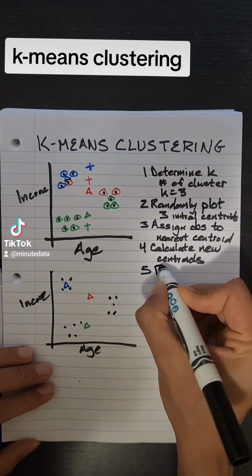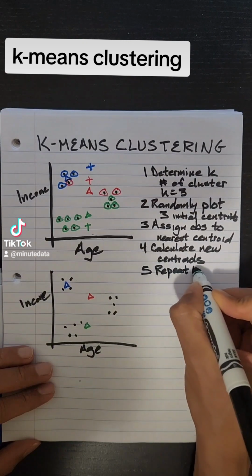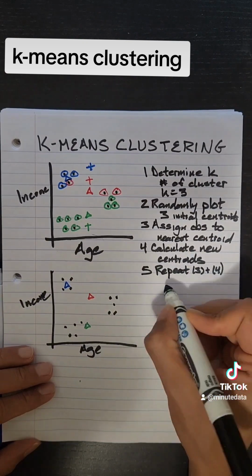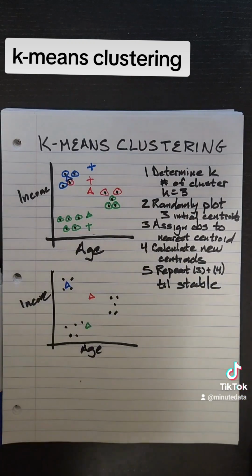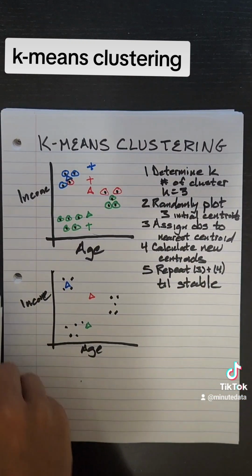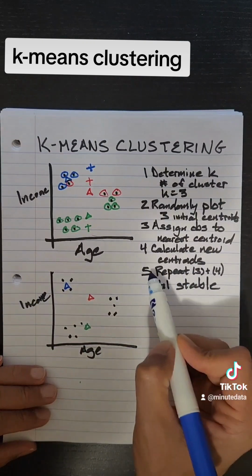Now step 5 is actually to repeat the process. So we're going to repeat steps 3 and 4 until it stabilizes. That is, the centroids stop shifting. So with these new centroids, let's go back to step 3 and repeat, and step 4 repeat.